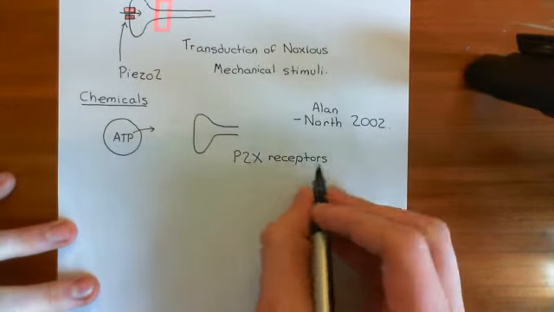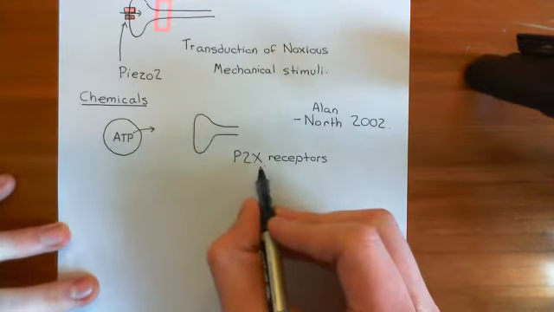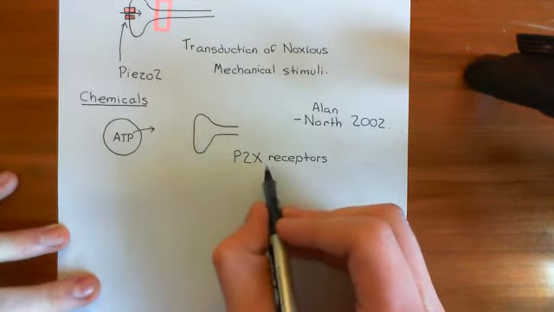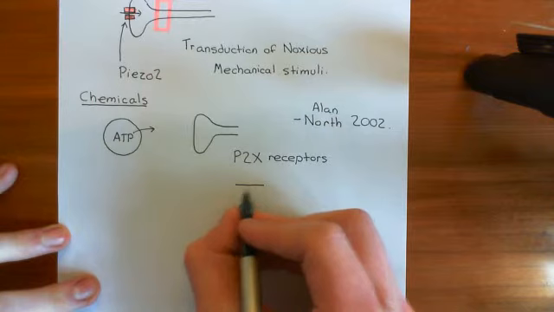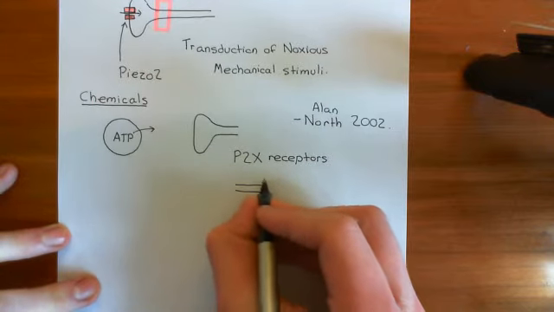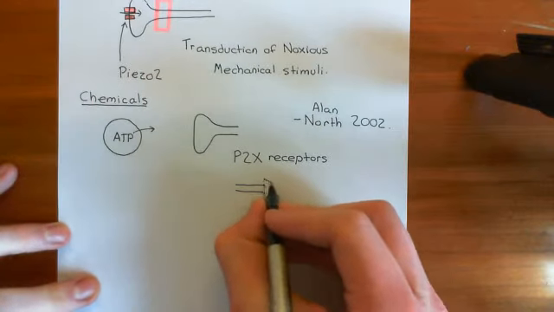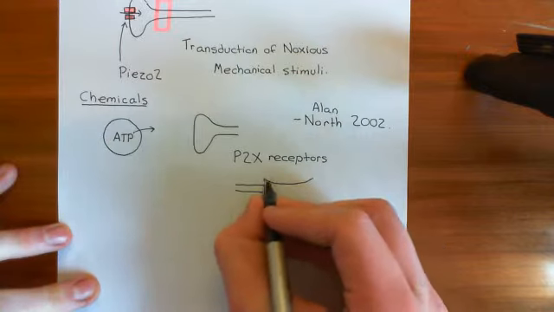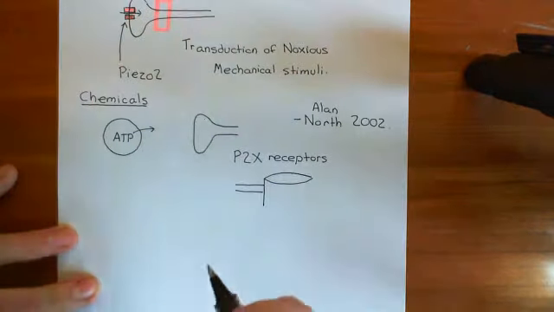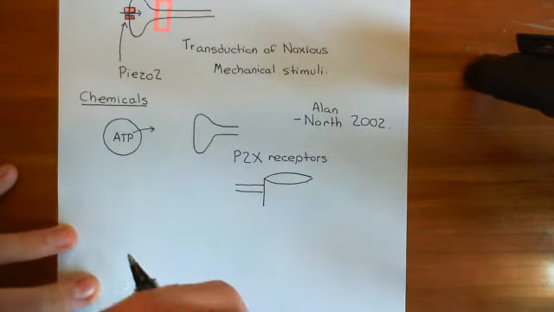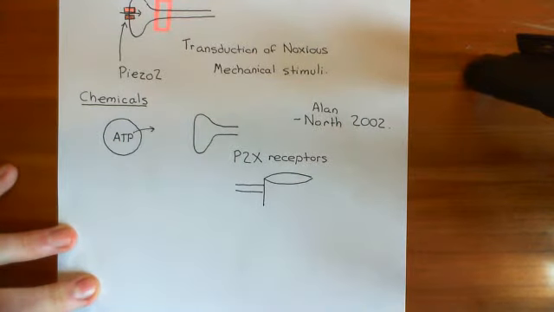So let's talk about the structure then of these P2X receptors. Basically, a P2X receptor has a trimeric structure, and they are ligand-gated ion channels. We've seen a lot of examples of ion channels in this video. However, not many of them have been ligand-gated ion channels. In fact, I don't think we've seen a single ligand-gated ion channel so far.